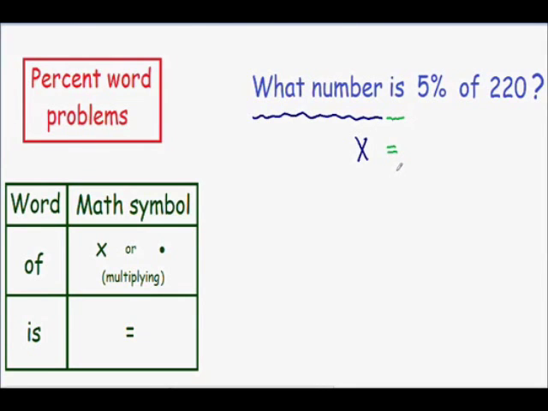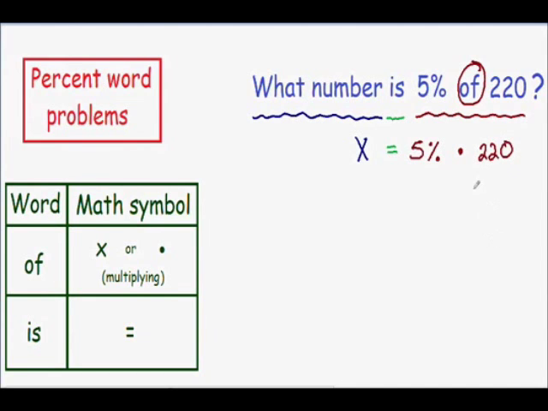So now if we take a look at the next words to the right, we have 5% of 220. And if you take a look at the chart I wrote for you on the bottom left part of the screen, the mathematical symbol for the word "of" is the multiplication symbol, which is just an X or a dot. So instead of writing 5% of 220, I'm going to put 5% multiplied by 220.